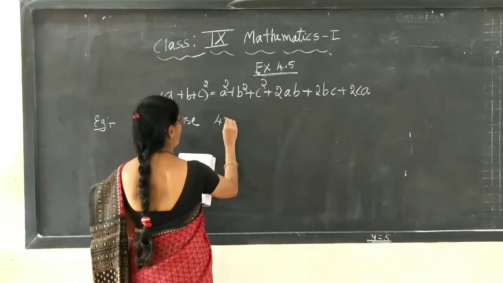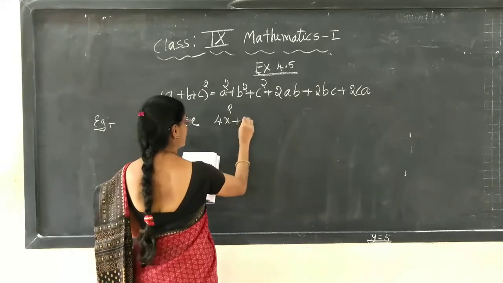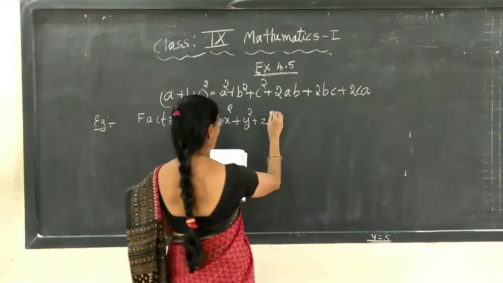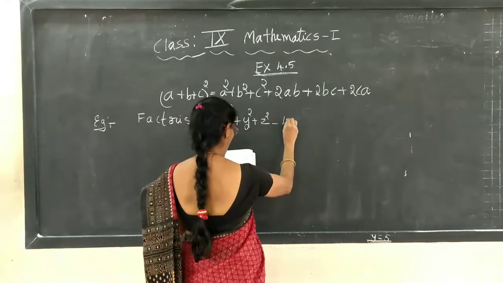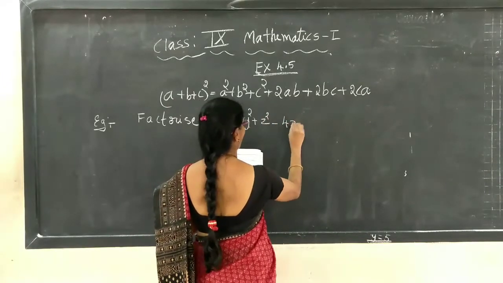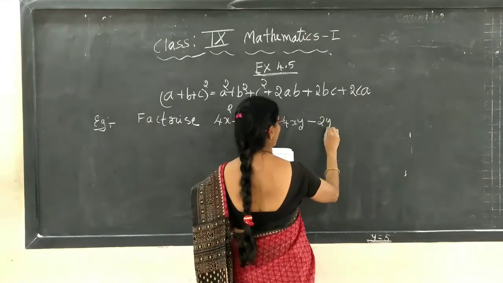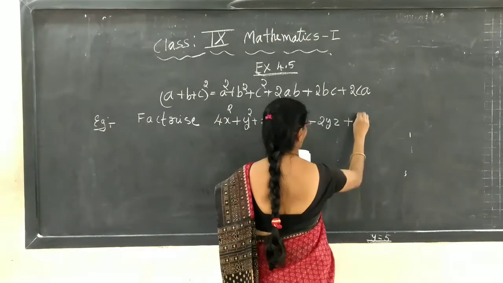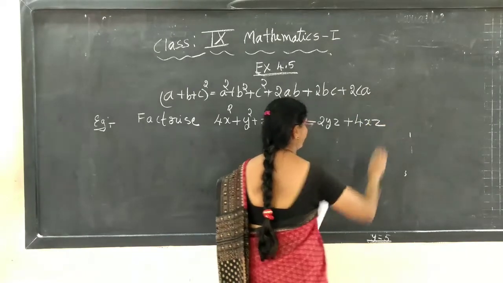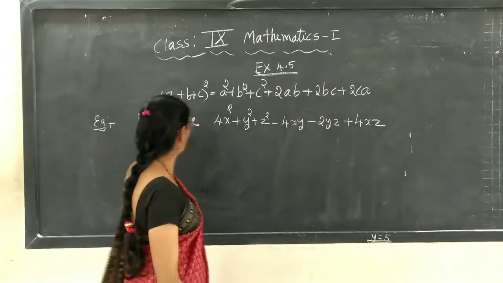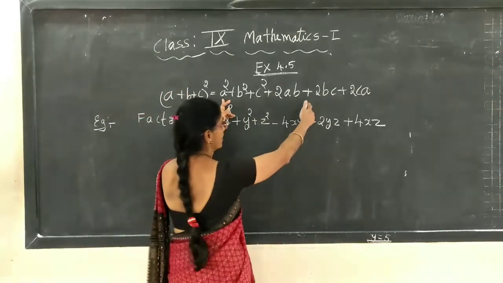4x square plus y square plus z square minus 4xy minus 2yz plus 4xz. So, this is the expanded form they have given. You have to find this particular thing. This one they have given.